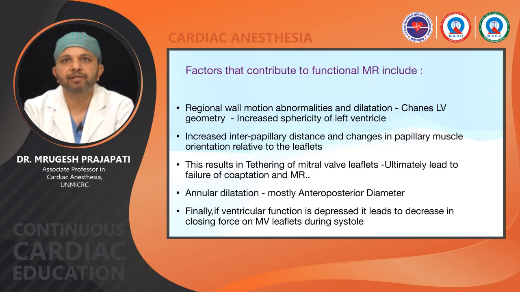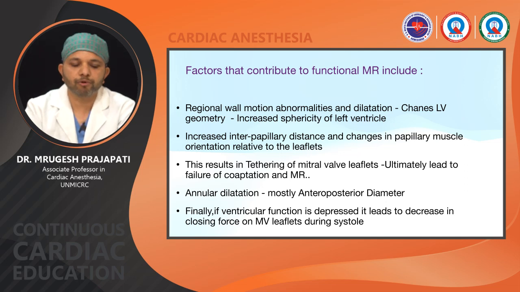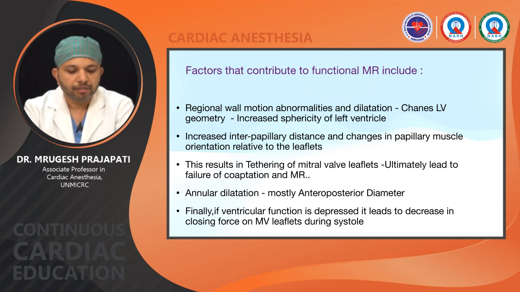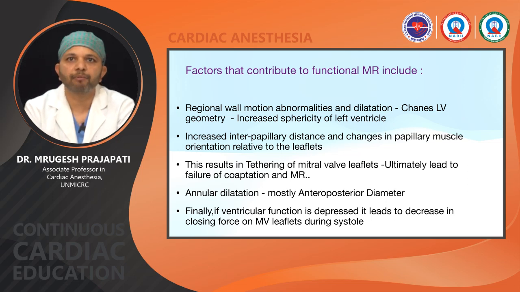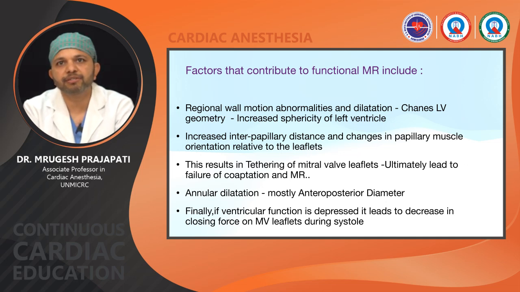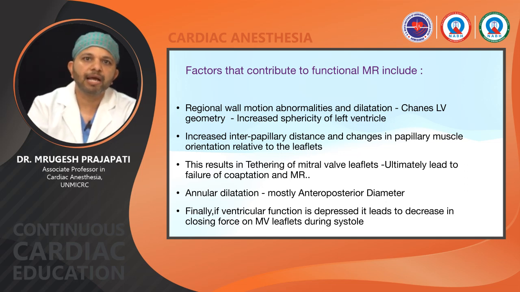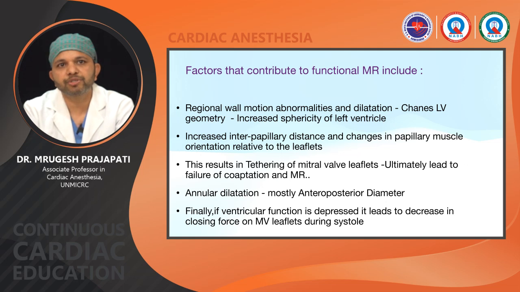Factors that contribute to functional MR include regional wall motion abnormality and dilatation, which cause changes in LV geometry, with increased sphericity of the left ventricle, which in turn increases interpapillary distance and changes the papillary muscle orientation relative to the leaflet. This results in tethering of the mitral leaflet and ultimately leads to failure of coaptation and MR. Annular dilatation mostly happens in the anteroposterior diameter, and finally, if ventricular function is depressed, it leads to a decrease in the closing force of the mitral leaflet during systole.